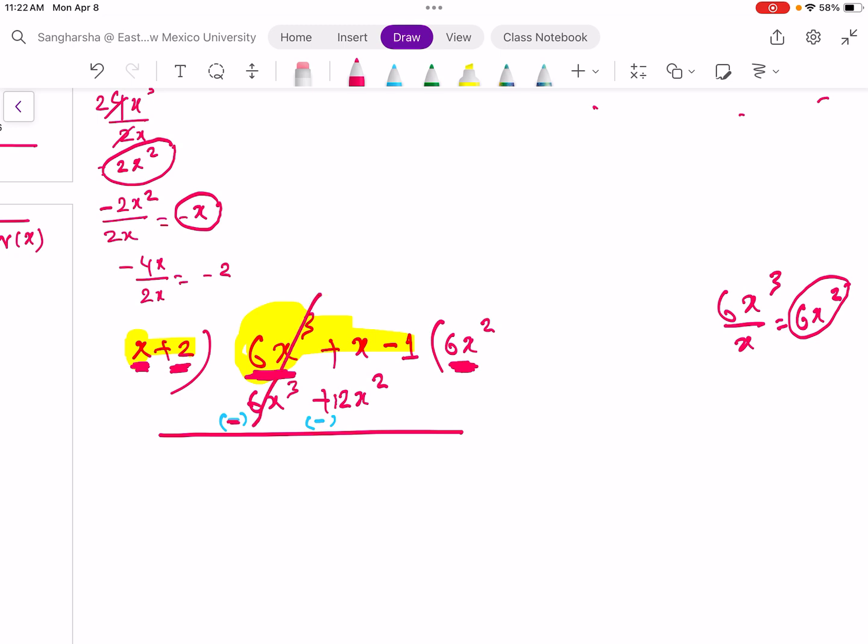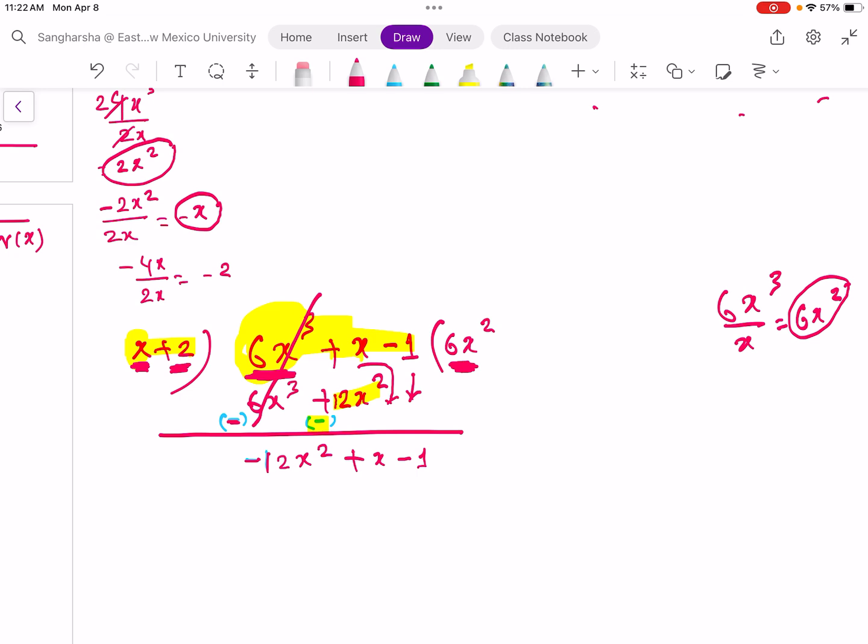Now what about this? Positive x and negative 12x squared. Are these like terms? No, right? So we can't subtract, so we write negative 12x squared as it is. There's nothing to simplify. And we drop the remaining terms: we drop positive x and we drop negative 1.